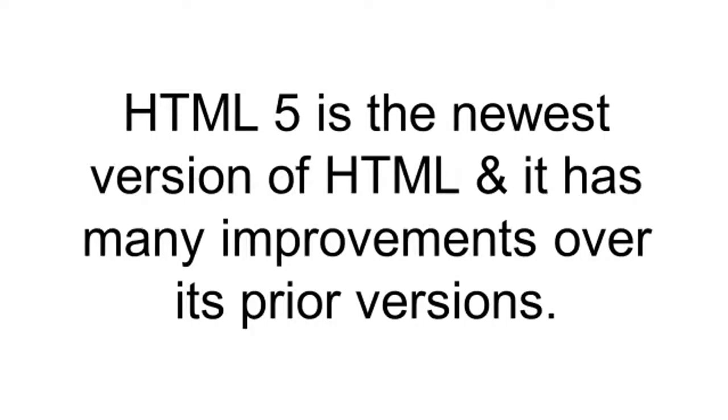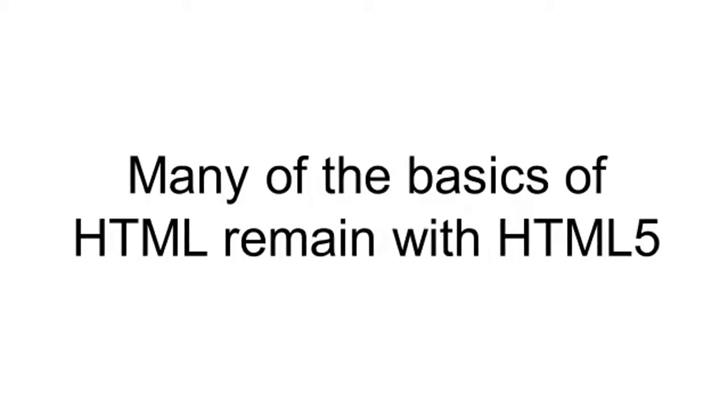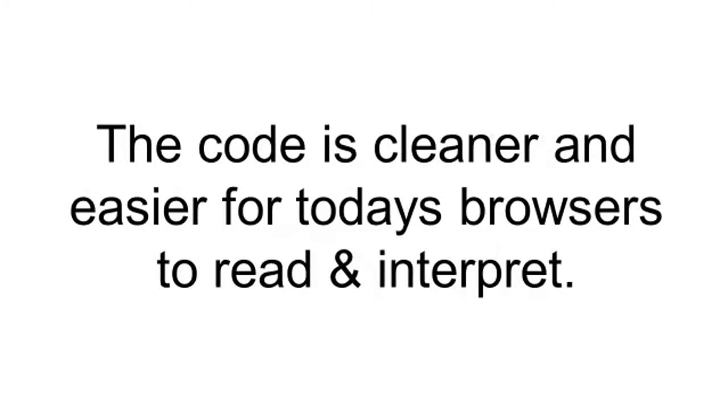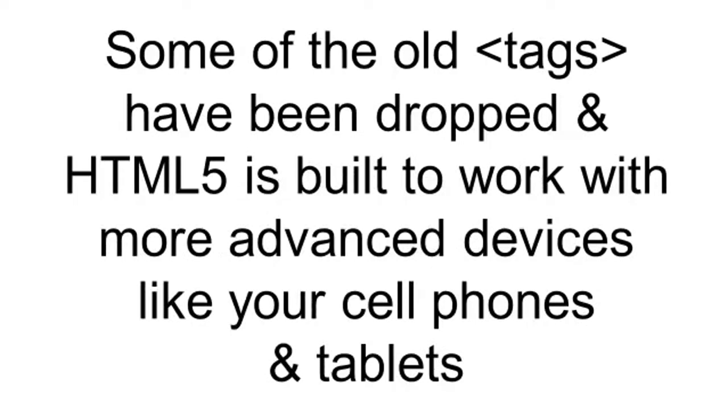So what is HTML5? Well, HTML5 is the newest version of HTML, and it has many improvements over its prior versions. Many of the basics of HTML remain with HTML5, but there are a few differences between HTML5 and the older versions of HTML. Like, for example, the code is cleaner and, for the most part, easier for today's browsers to read and interpret. Some of the old tags have been dropped, and the newer code is built to more easily work with the new, more advanced devices like your cell phones and tablets, and heck, even your refrigerator.